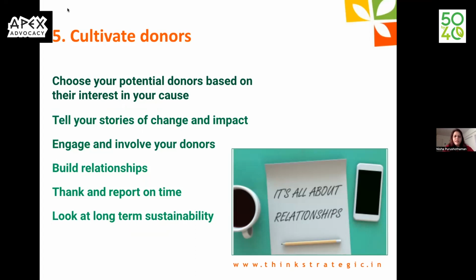Cultivating donors. Choose your potential donors based on their interest in your cause. As I said, this is a very important aspect even before you start to raise funds. Who you approach and how you approach them, not having a one-size-fits-all approach, but an approach that says you will approach every segment of your donors differently, right? So their interest in your cause is very important. Otherwise, you could be barking up the wrong tree and wasting your time as well as the donors' time, which would end up with a lot of people being upset.